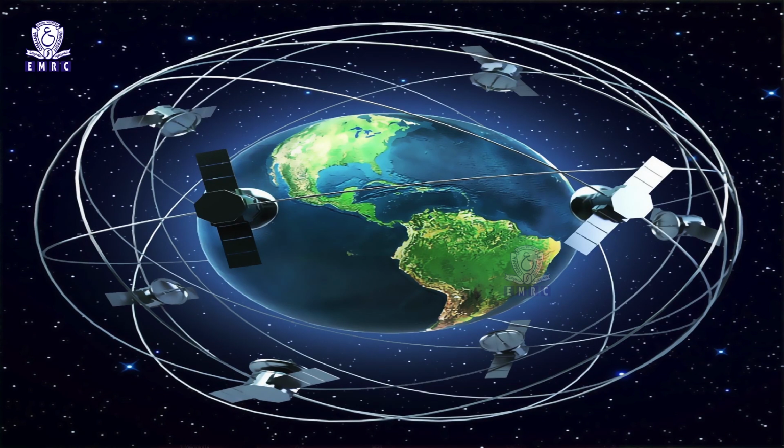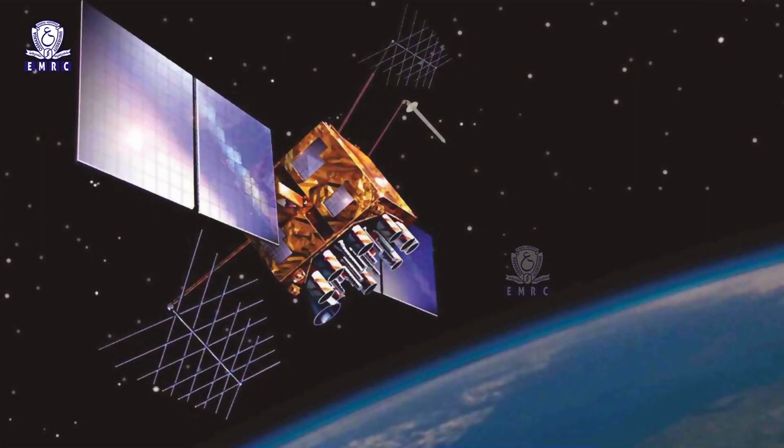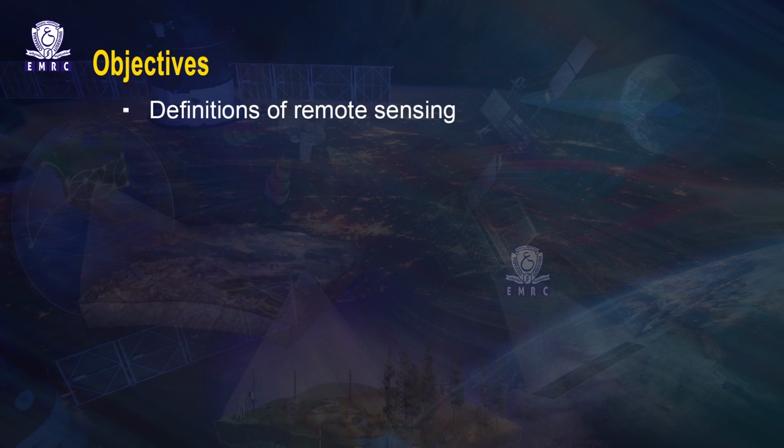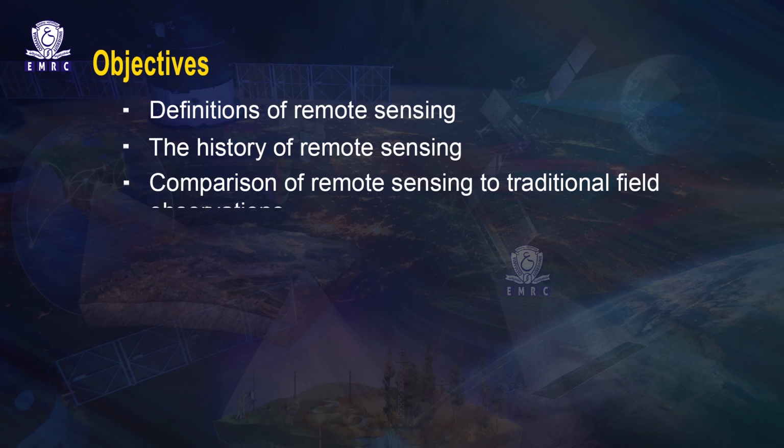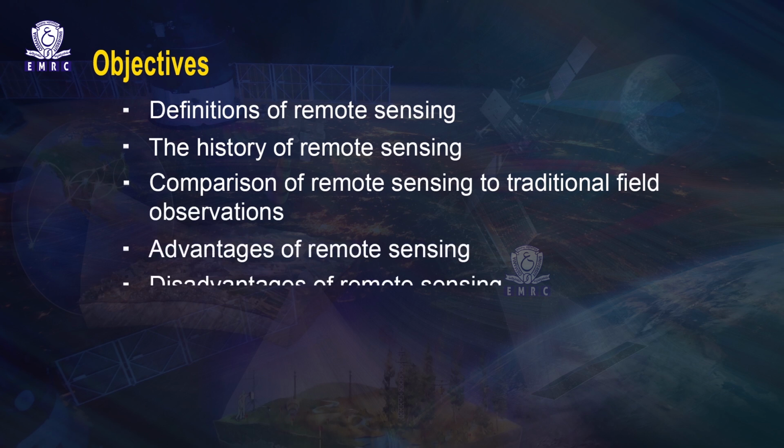In today's world, modern technologies are an essential starting point, and they are the necessary tools to explore the characteristics of spatial phenomena. In this session, we will discuss the definitions of remote sensing, the history of remote sensing, comparison of remote sensing to traditional field observations, advantages of remote sensing, and disadvantages of remote sensing.